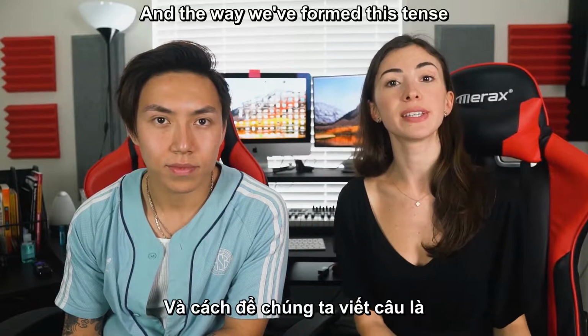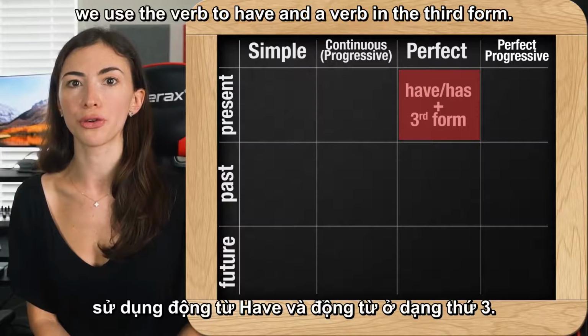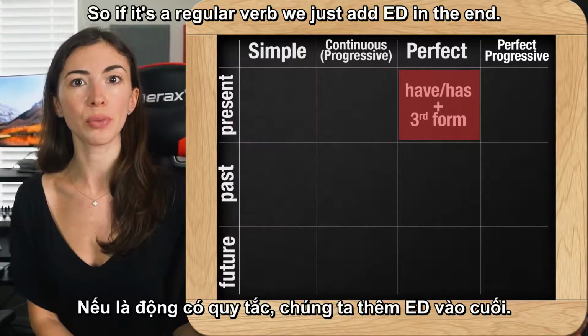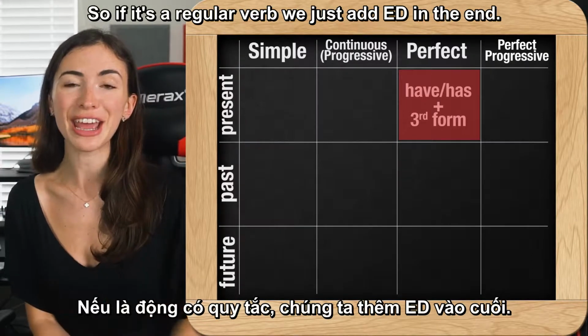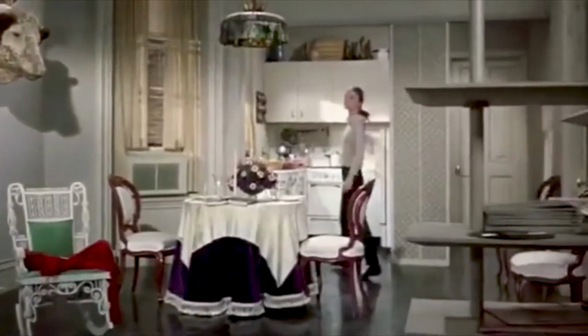And the way we form this tense, we use the verb to have and a verb in the third form. If it's a regular verb, we just add ed in the end. If it's an irregular verb, we just need to learn that. 4,000 irregular verbs.